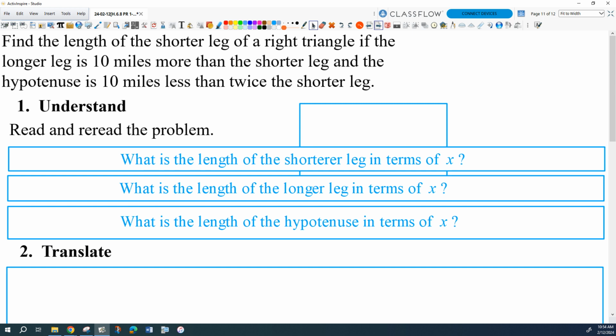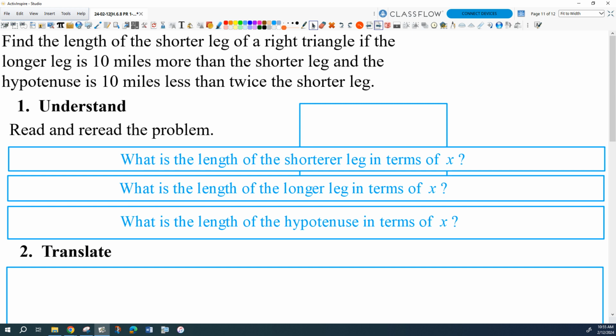The hypotenuse is 10 miles less than twice the shorter leg. Okay, so first we got to read and reread the problem. Got it. So now what are we gonna do here? X is shorter. Okay, the shorter leg is going to be x.